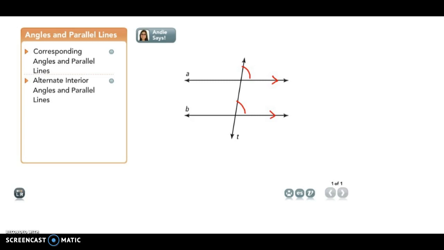The same thing is true about alternate interior angles. We already know that alternate interior angles on parallel lines are congruent. So if they tell us that this angle and this angle are congruent, then we have to know that line A and line B are parallel.